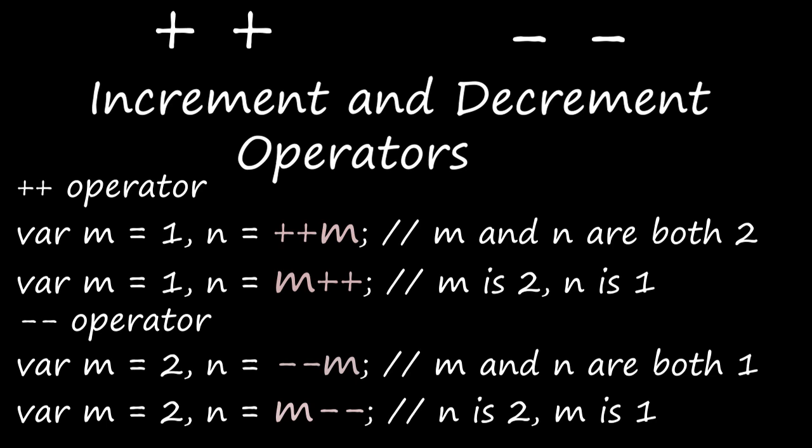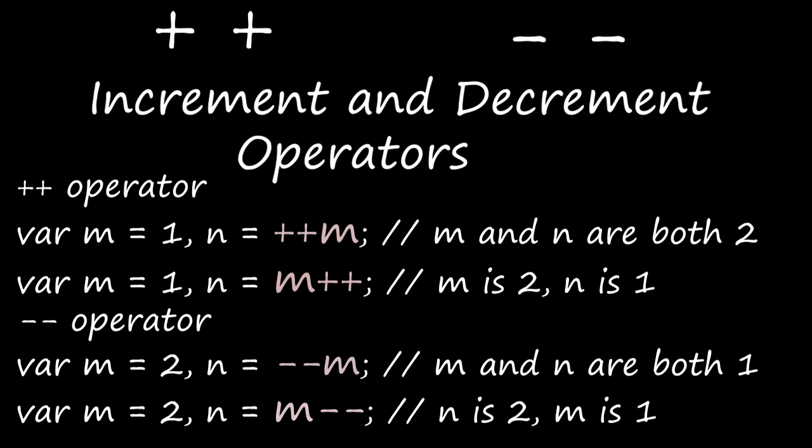If this plus plus is after this m, in the second line you can see n is equal to m plus plus. That means the value of n will be 1. Okay, the value of n will be given as the value of m, and this plus plus will be added only with m. That means the m value will be 2.